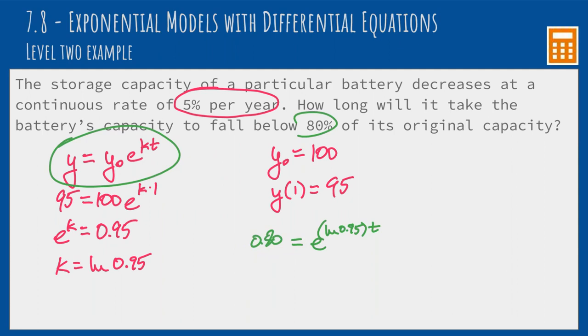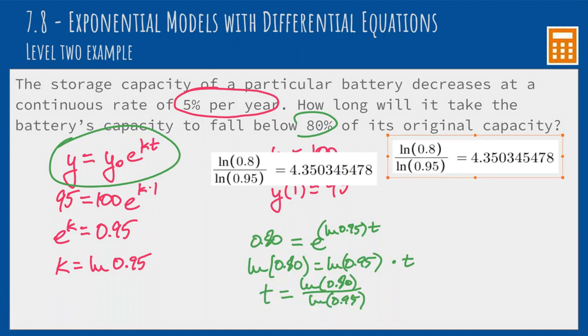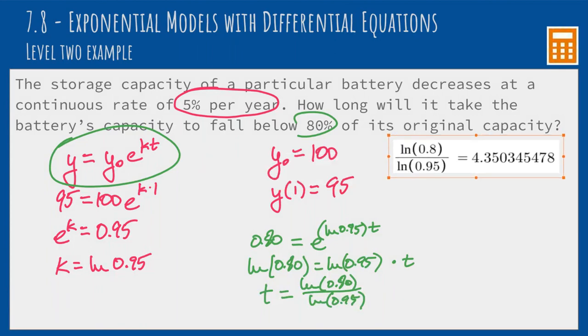So solving for t then, we're going to take the natural log. And t is going to equal the natural log of 0.80 over the natural log of 0.95. So at this point, now I need to go to my calculator and plug that in. So natural log of 0.8 divided by the natural log of 0.95 is 4.350 years.